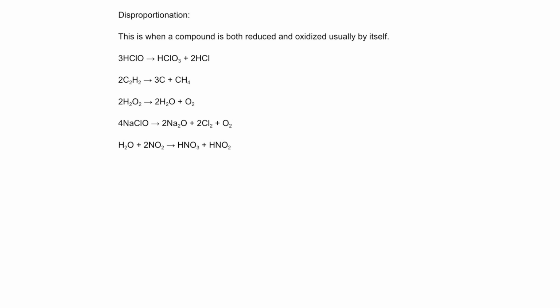Disproportionation is when a compound is both reduced and oxidized, usually by itself. Good examples are the decomposition of bleach into hydrogen chloride and chloric acid, or acetylene into carbon and methane, or even hydrogen peroxide into water and oxygen.